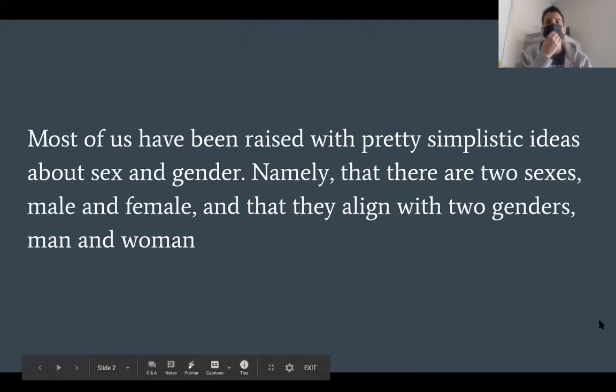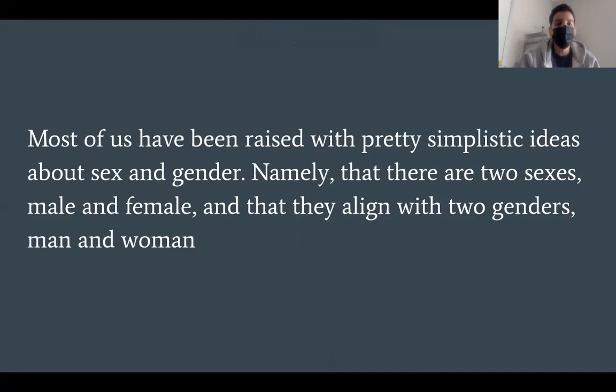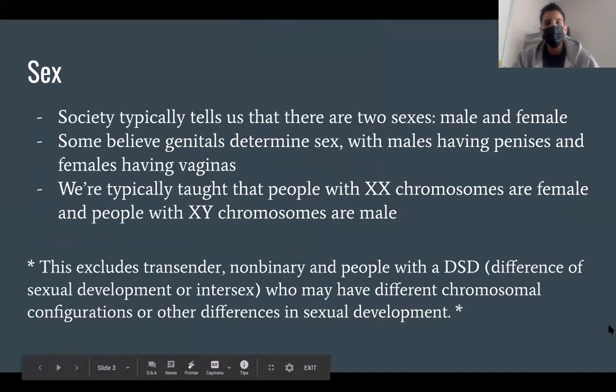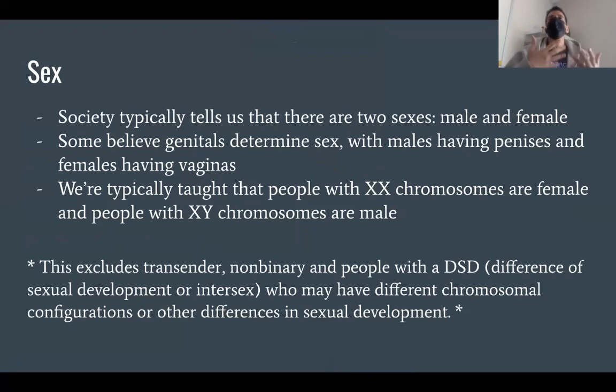So most of us have been raised with a pretty simplistic idea about sex and gender, namely that there are two sexes, male and female, and they align with two genders, right? Man and woman, boy and girl, blue and pink, right? So sex. Society typically tells us there are two sexes, male and female. Some people believe that the genitals that somebody has determine the sex that they are, right? Males have penises and females have vaginas, and that is it, period, done. And we're typically also taught people with XX chromosomes are female, people with XY chromosomes are male. We're going to talk a little bit more about that later on today, actually.